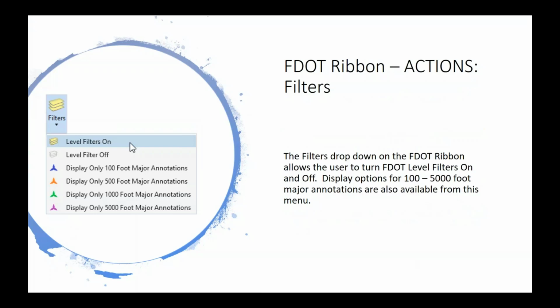The filters drop down is the next item on the menu, and that allows the user to turn on and off the FDOT level filters, as well as select to display the 100 through 5,000 foot major annotations. FDOT has implemented automatic level filters based on file name. These level filters allow the user to easily access only the standard levels that should be used in any given file. To that end, some designers prefer to turn off the level filters to see additional levels, and that's sort of a personal preference. Turning off the level filter will disable the level filters for the current session, which means they'll be restored when FDOTConnect is relaunched.